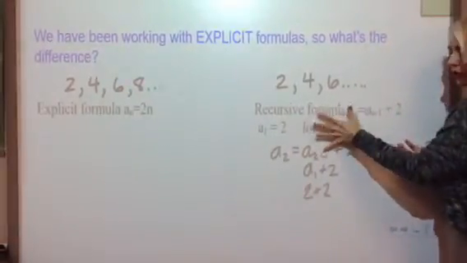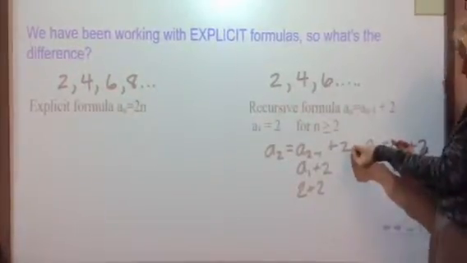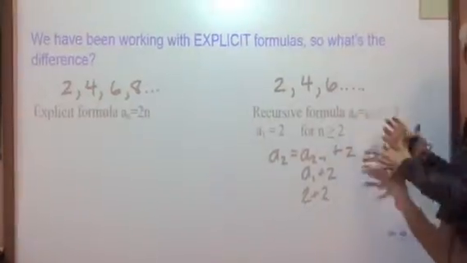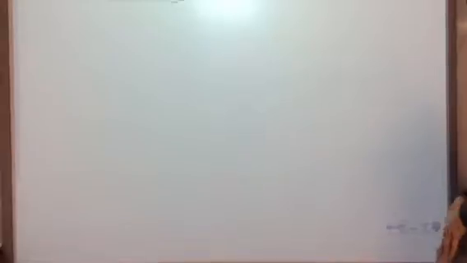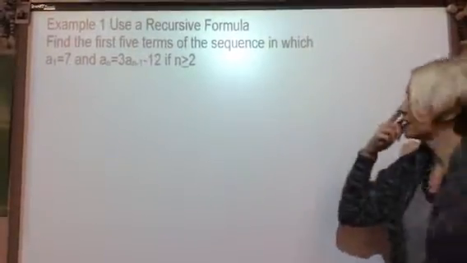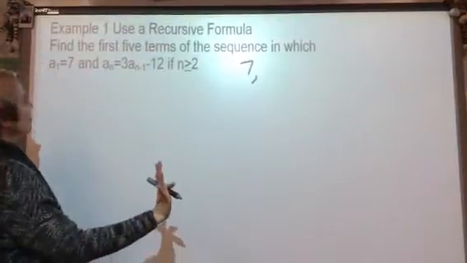But do you see in the recursive how you have to use the previous term to find the next one? Whereas in the explicit, you could just plug in the values and find it. Recursive, you have to use what's behind it. So let's use a recursive formula to find the first 5 terms in this sequence. We know a sub 1 is 7, so we know our first term is 7. We don't have to worry about that.